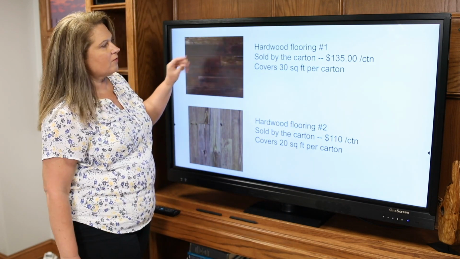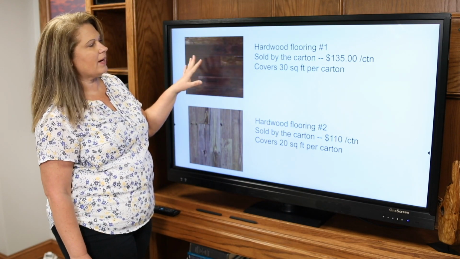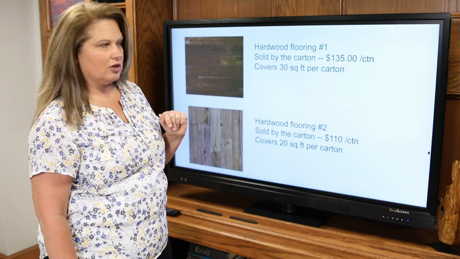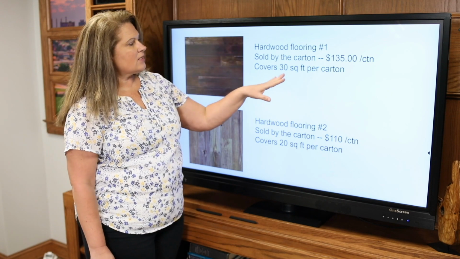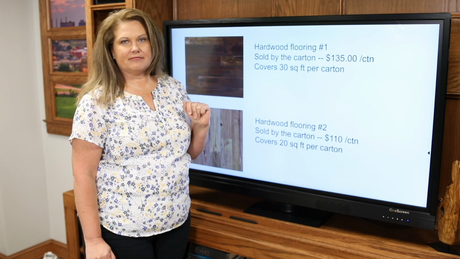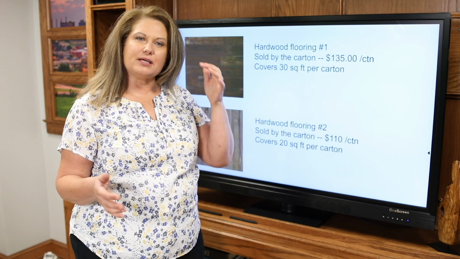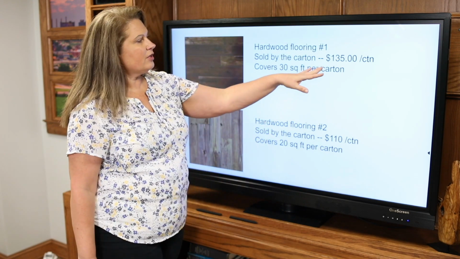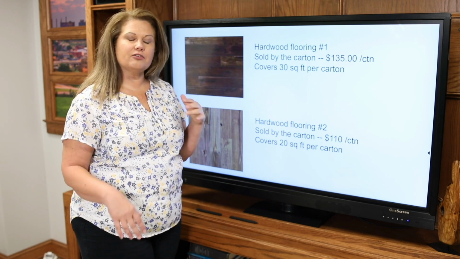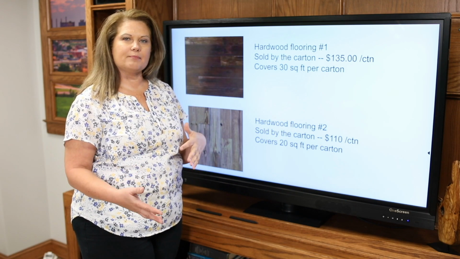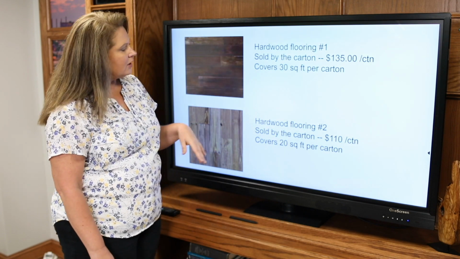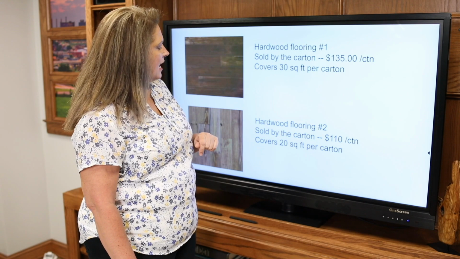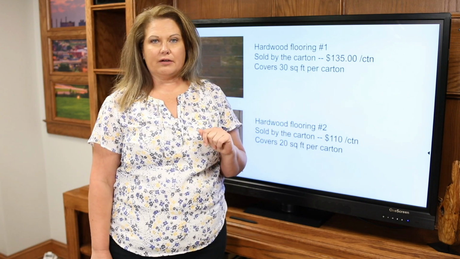So hardwood flooring number 1 is sold by the carton, and a carton is going to be $135. That one carton is only going to cover 30 square feet. Now, 30 square feet is not a big space. You're going to need lots more flooring, and at $135 a carton, you're not going to want to spend more than what you absolutely need. So hardwood flooring number 2 is also sold by the carton. It's $110, and it covers 20 square feet.